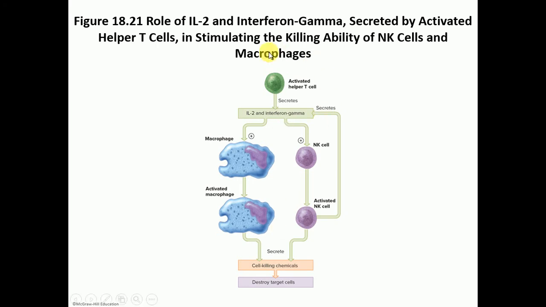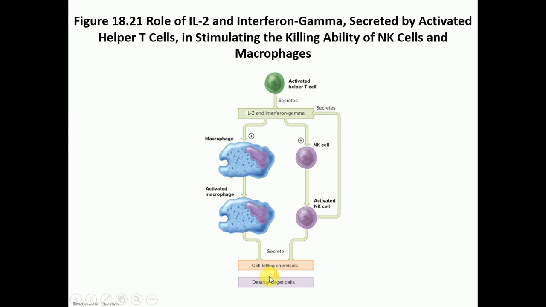So when we have an activated helper T cell, we said that it's going to release cytokines. Cytokines is a very general term. A couple of these cytokines that are worth noting are interleukin-2 and interferon-gamma. These are going to further activate macrophages and natural killer cells. And when you activate these two cells, these cells are going to destroy target cells.